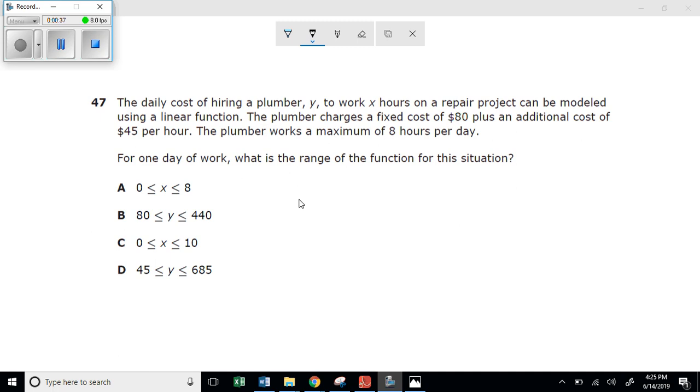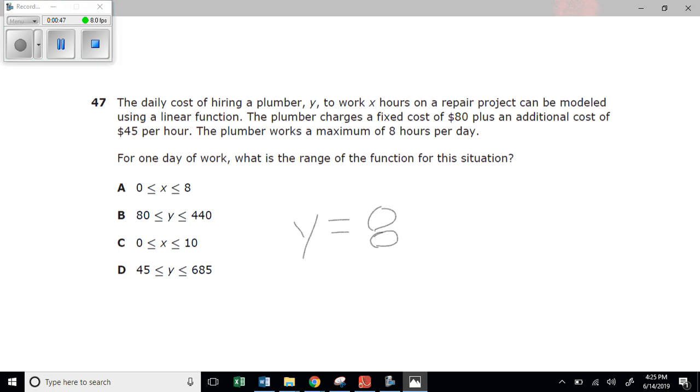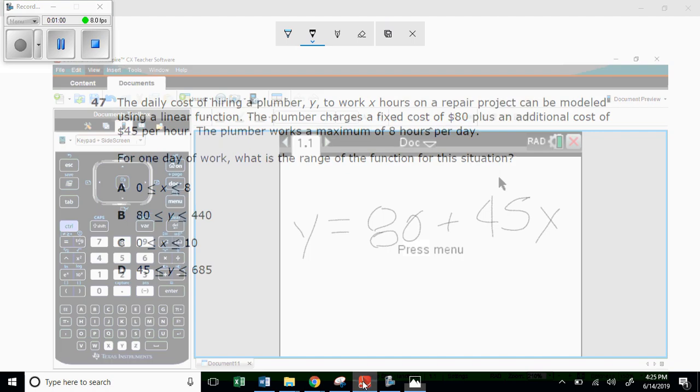But let's go ahead and write our equation for how much this costs. Well, they're telling us here that the cost Y is equal to $80 plus an additional $45 for each hour, and we use X as the variable to represent our hours. Now we have this equation. Let's go to our calculator.